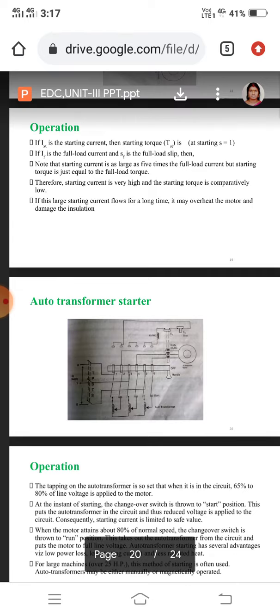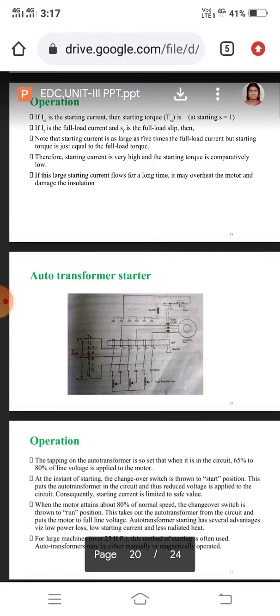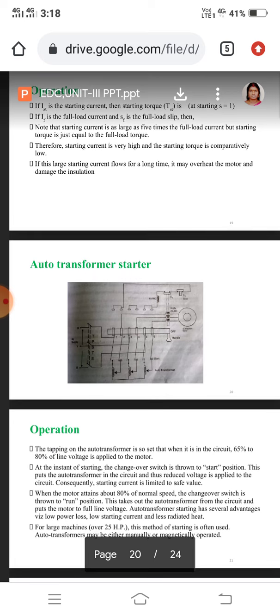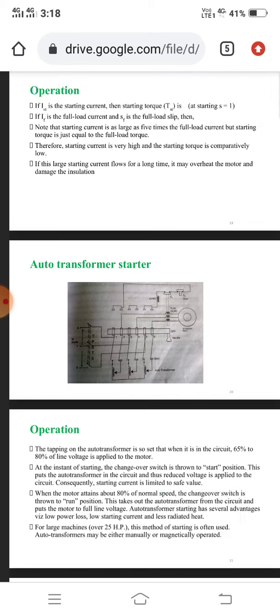Next one is the auto transformer starter. Supply reaches the auto transformer. After the auto transformer, the induction motor is connected. This is the auto transformer starter setting. In this setting, every auto transformer has tappings. The tapping on the auto transformer is set so that when it is in the circuit, 65% to 80% of line voltage is applied to the motor.